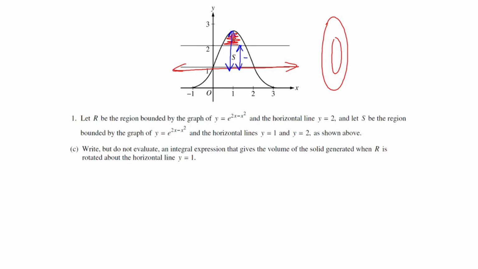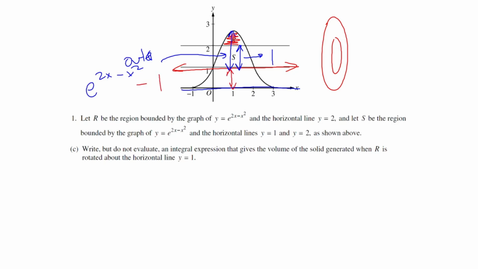So the lower radius is just always going to be equal to 1, but our outer radius, since we're just going from 1 to 2 there, is going to be the entire distance from the x-axis up to the function, which is just the function, e to the 2x minus x squared. But then we have to subtract off this little bit here, this 1 unit below. So e to the 2x minus x squared minus 1.